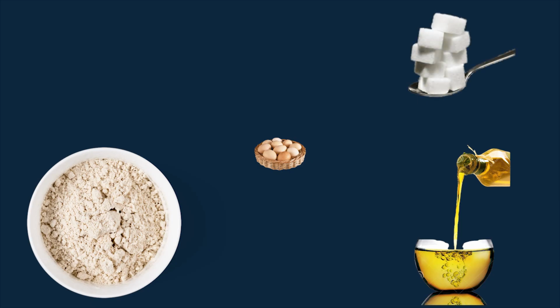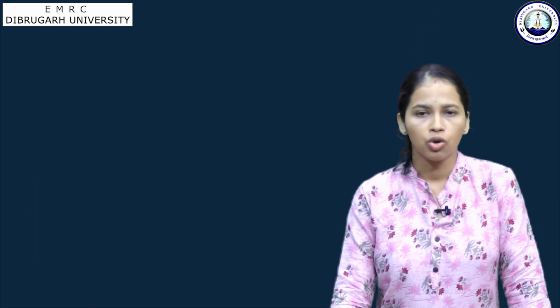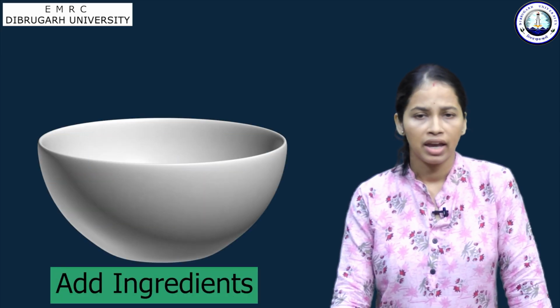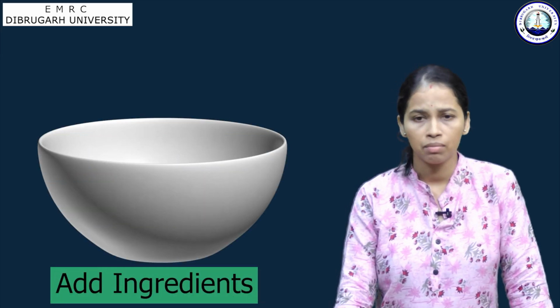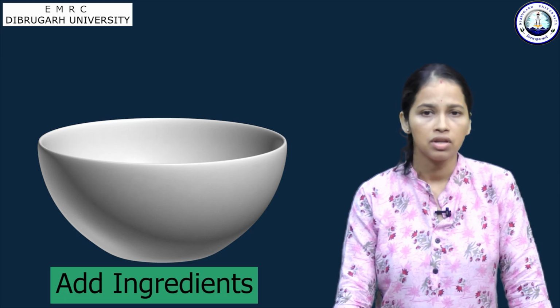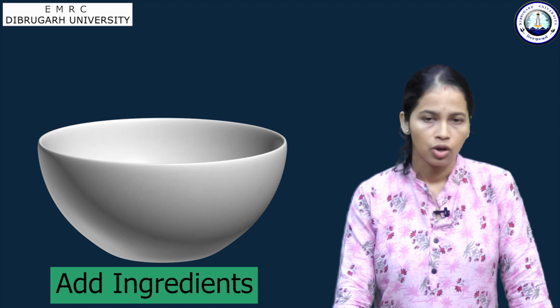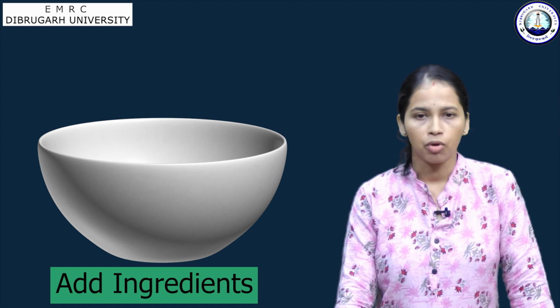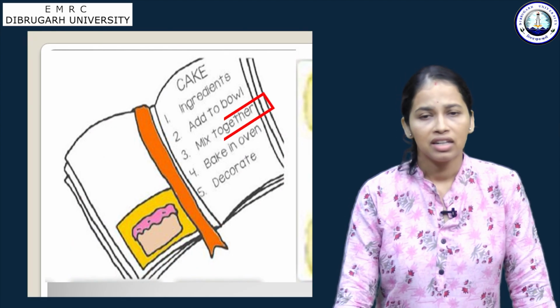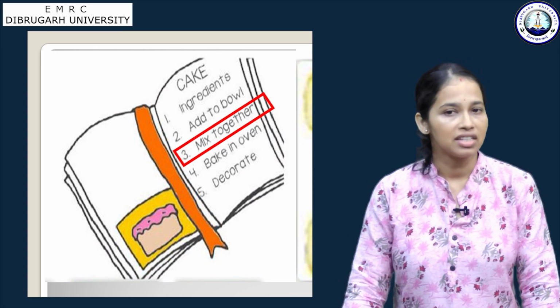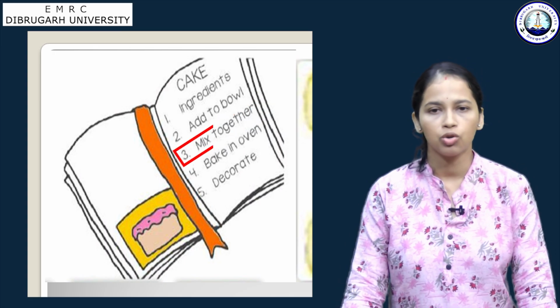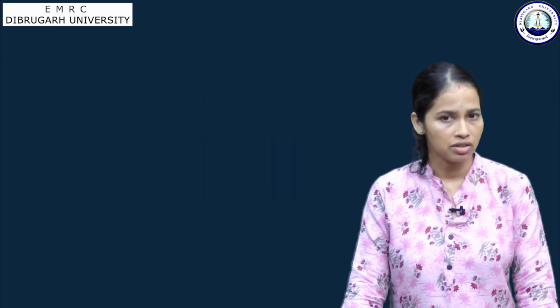In the next step, we will add those ingredients to the bowl, and we are not only going to add them, but we are going to add them in certain proportion, like 3 eggs, 1 cup of flour, 1 cup of oil and 1 cup of sugar. Then in step number 3, as you can see in the slide, we are going to mix all those ingredients together to make a batter, okay?